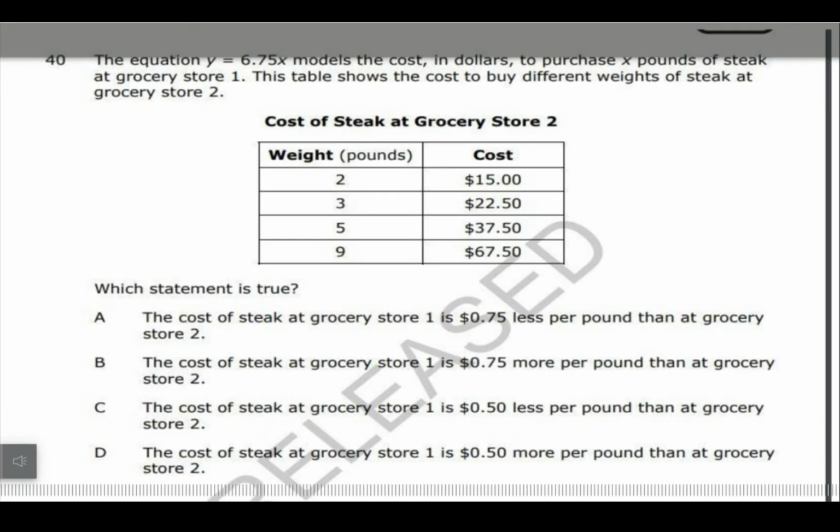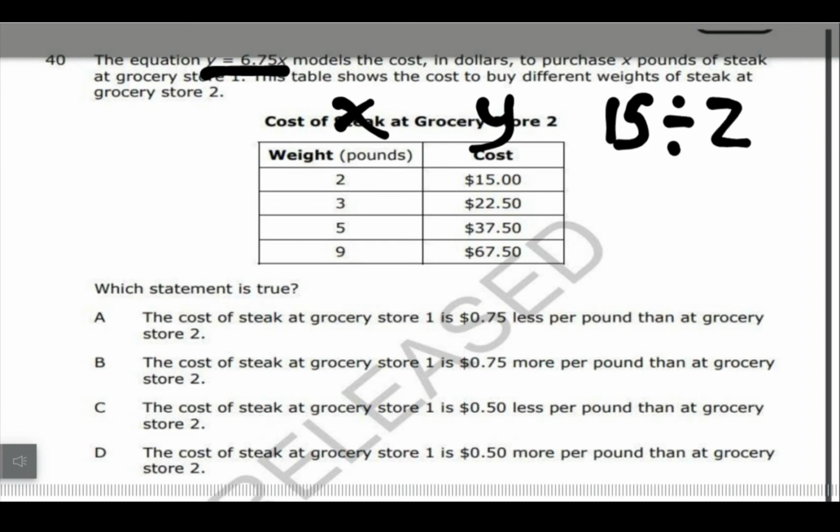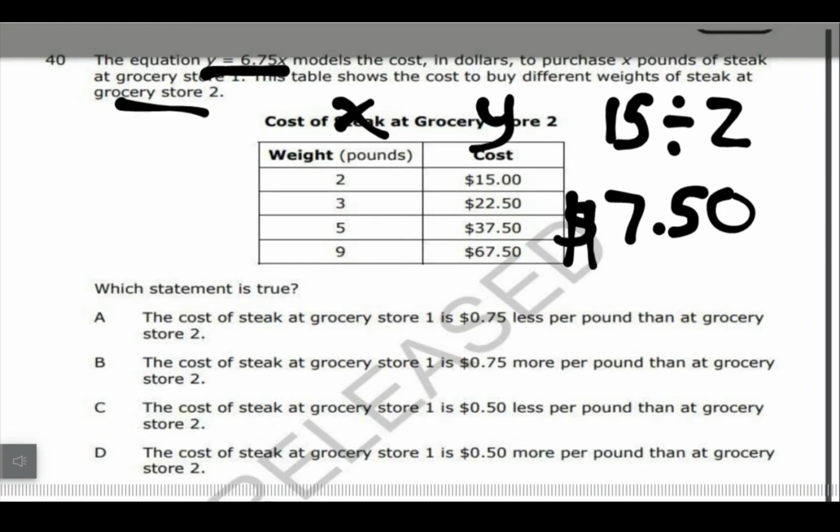So basically what this equation is telling me is that the unit rate is 6.75, and we can get that by doing y divided by x. Usually when they do a table, they just go in order. The first one's x, the second one's y. So for the second store, if I take 15 divided by 2, that will give me the unit rate for the second grocery store. That's 7.5, or $7.50. That's how much it costs for 1 pound. So grocery store 2 costs a little more.